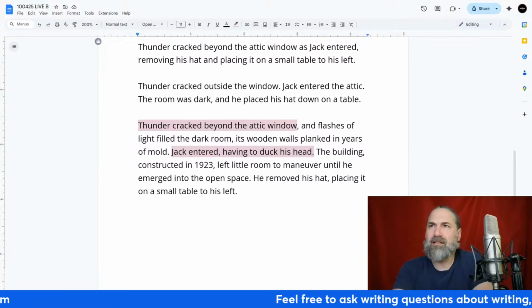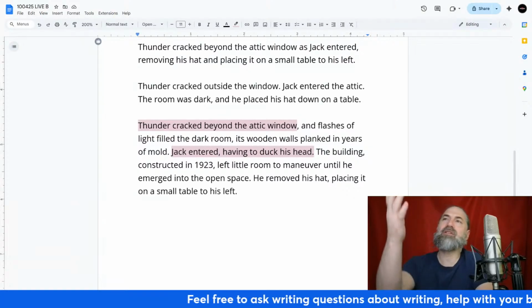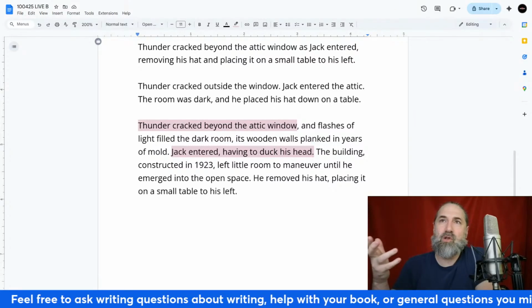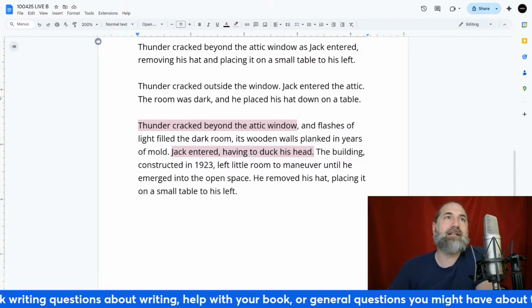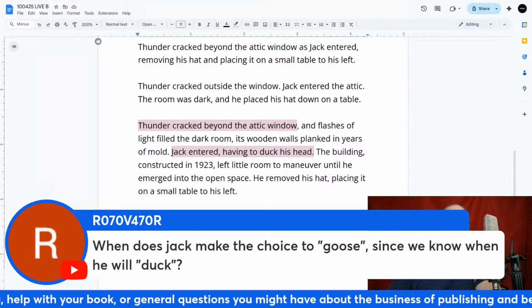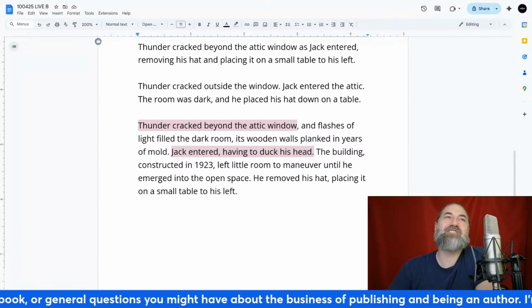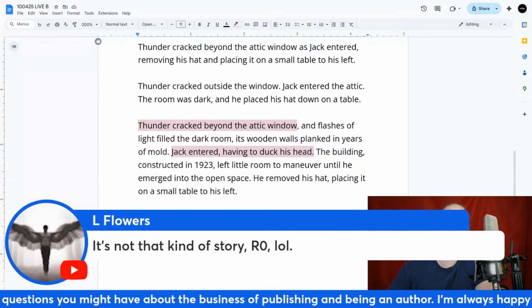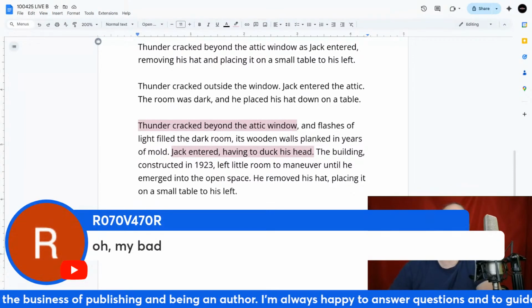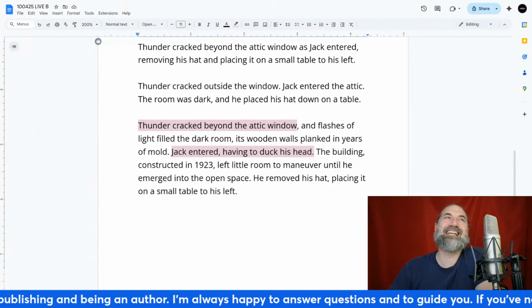I don't know. I wouldn't even know, because ducking his head is inferring that it's a smaller door and it's connected to an attic. Oh, we got... When does Jack make the choice to goose? Since we know Jack goose. It's not that kind of story, bro. It could be, though. It could be. Oh, my bad. That's funny.